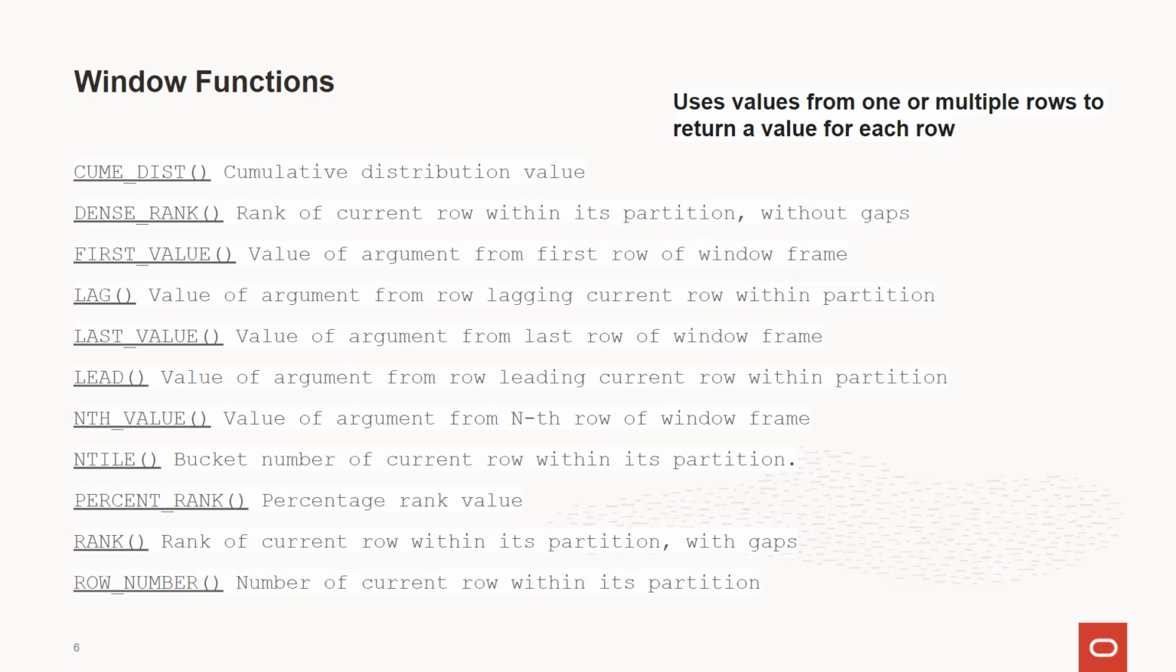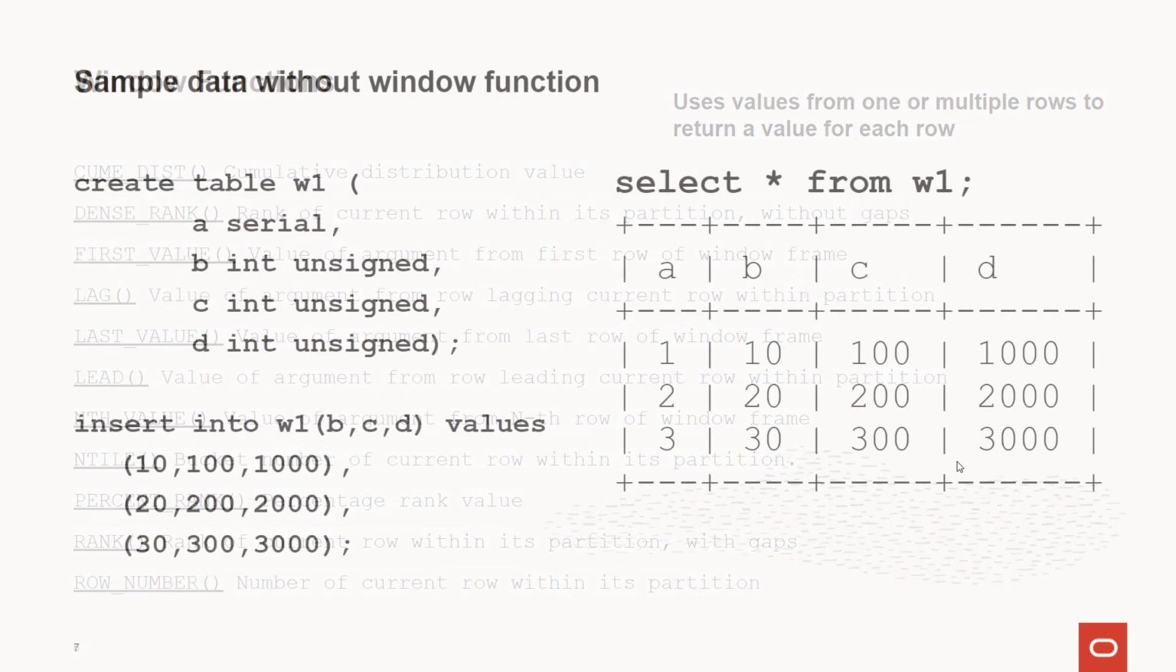Now, these use values for one or more rows to return a value for each row. This might seem like I'm splitting hairs here, but you'll see what I'm talking about in a minute. Now, let's proceed on to the next slide.